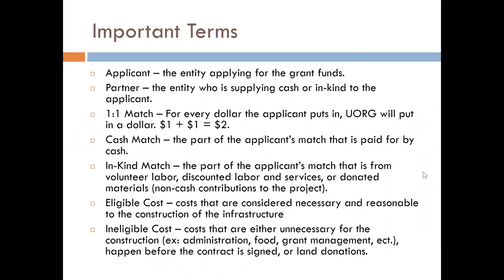To start, we have some important terms. Applicant is the entity applying for the grant funds. The partner is the entity who is supplying cash or in-kind to the applicant. A one-to-one match means for every dollar the applicant puts in, the partner will put in a dollar. The cash match is the part of the applicant's match that is paid for by cash.